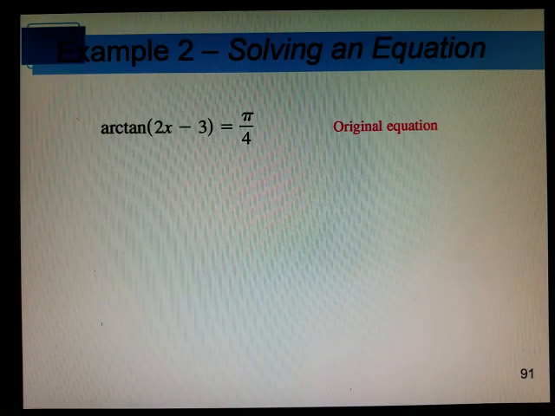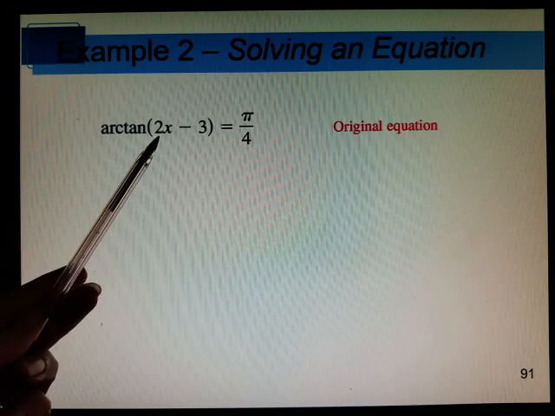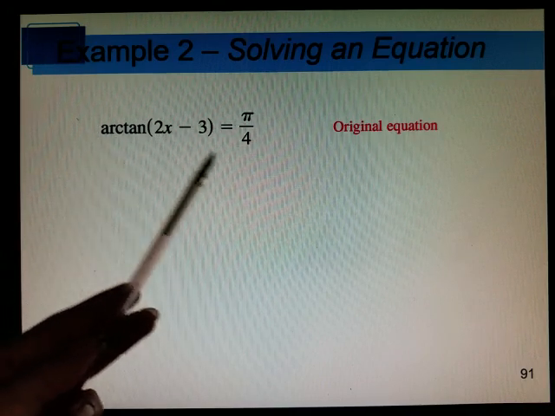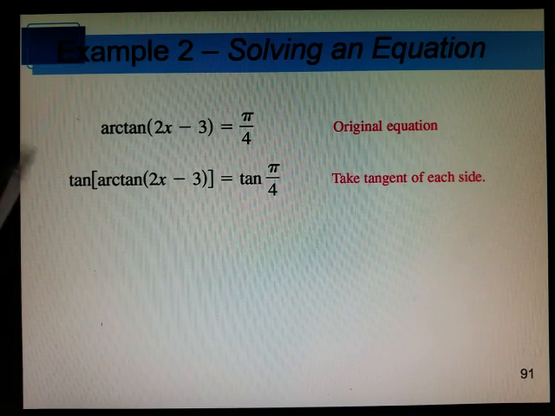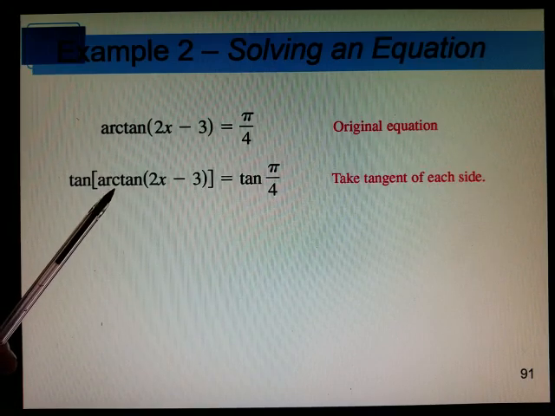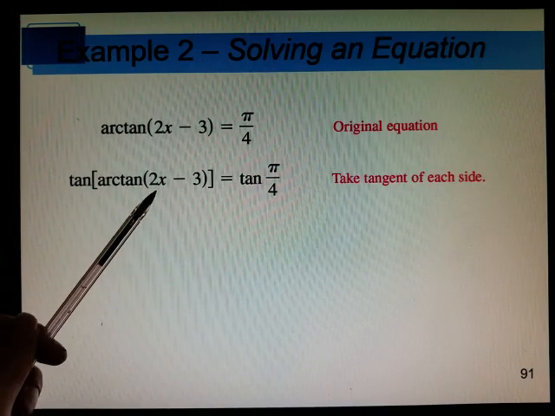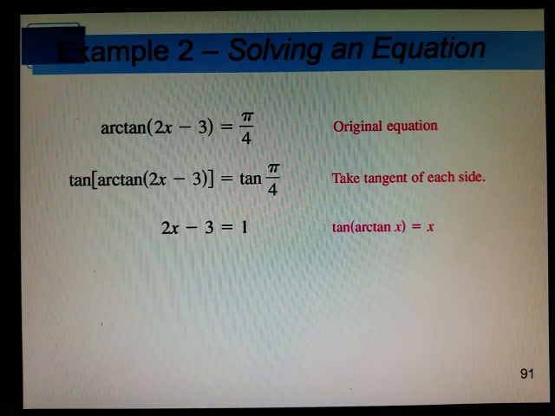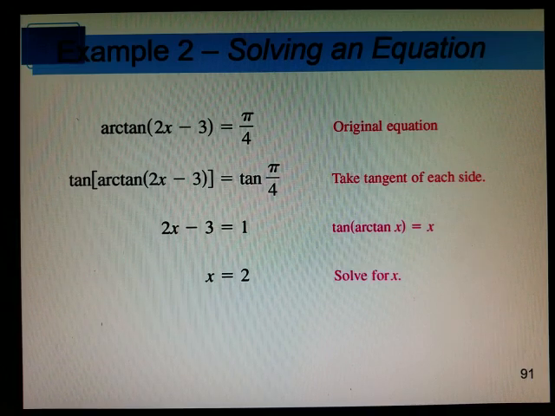So we need to solve for x. I need to get rid of this word arctangent, so I'm going to take the tangent of both sides first. The tangent of the arctangent, that's gone. It gives me 2x minus 3 equals the tangent at pi fourths. That means the tangent at 45 degrees, that's 1. Add 3 and divide by 2.